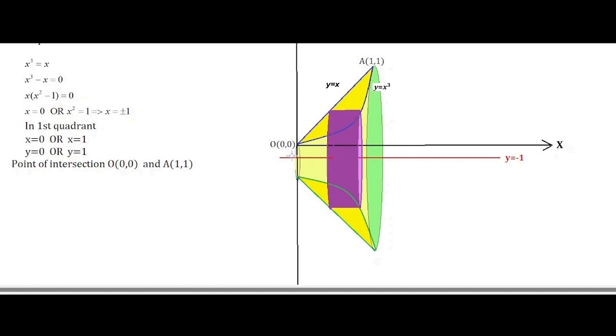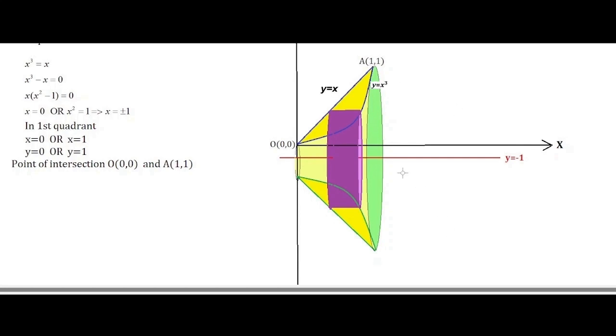Now if this cylinder moves from the lowest point to the highest point, then it is going to cover the entire solid. So if we integrate the cylinder volume from the lowest point to the highest point, then it is going to give you the volume of the entire solid so formed.